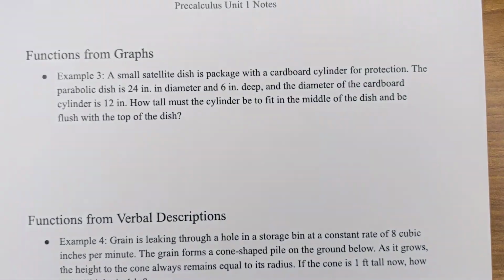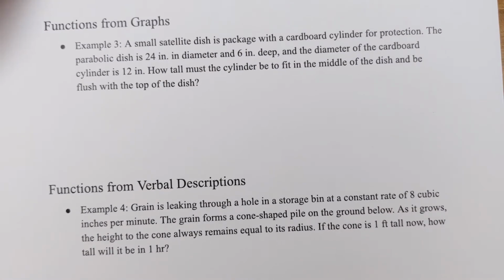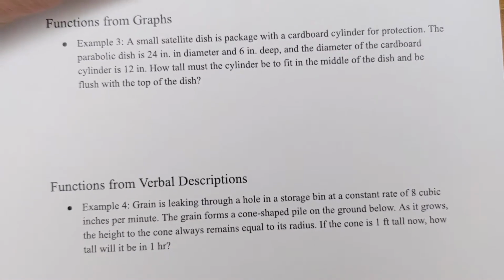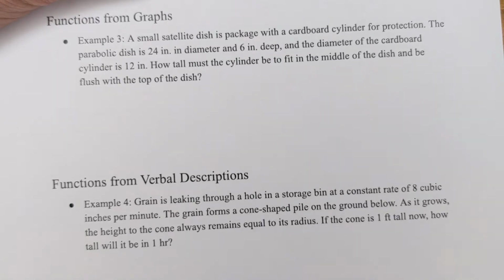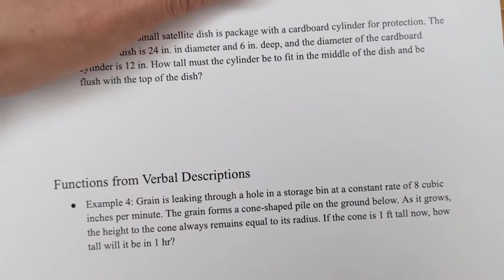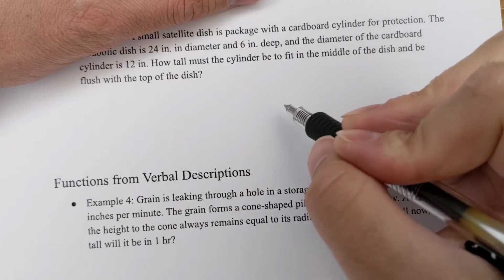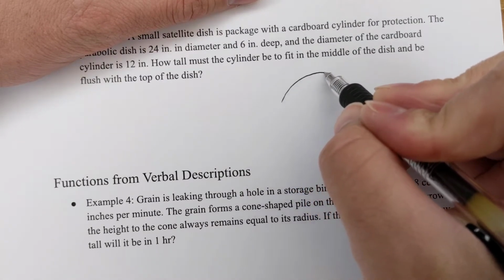All right, functions from graphs. It says a small satellite dish is packed with a cardboard cylinder for protection. The parabolic dish is 24 inches in diameter, 6 inches deep, and the diameter of the cardboard cylinder is 12 inches. How tall must the cylinder be to fit the middle of the dish and be flush with the top of the dish? So I'm actually going to do this upside down.